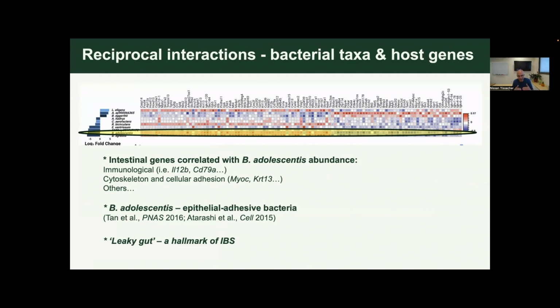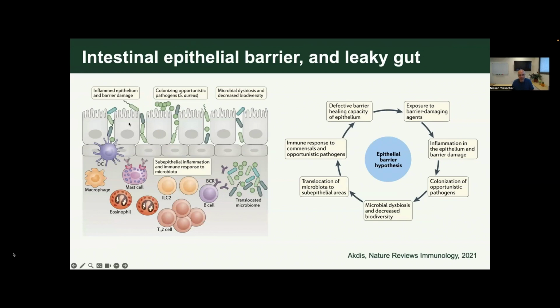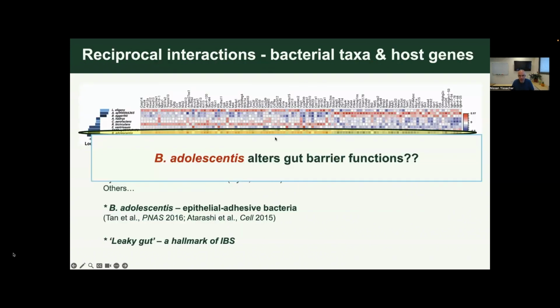We also know that this bacteria was shown to be able to adhere to the intestinal epithelial barrier, which is critical to maintain intestinal homeostasis. These tight junction connections between epithelial cells in the gut are crucial to maintain gut homeostasis. And when they are disrupted, this is a kind of leaky gut condition, they promote inflammation and disruptions to intestinal function. So given these evidences, we hypothesized that maybe Bifidobacterium adolescentis alters gut barrier functions in IBS and triggers a leaky gut, which is one of the hallmarks of irritable bowel syndrome.